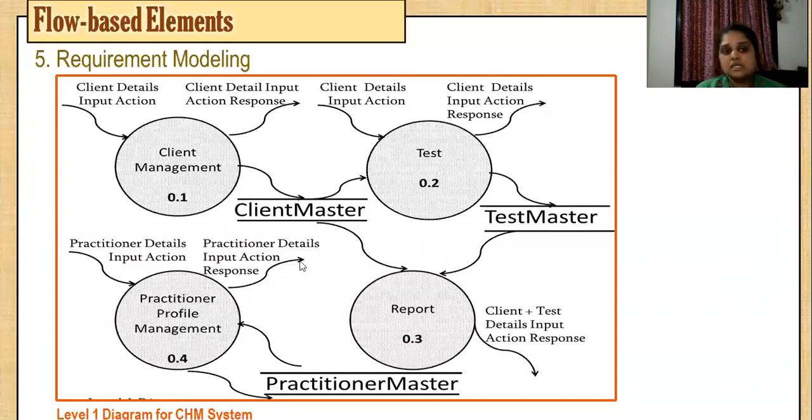Now as you can see, anything that is coming into the database or anything which is flowing out of the database is not labeled. You cannot label them. You don't have to label them. You have to label only things which are coming inside the process, which are outside the database. Okay, so I think level 1 is clear to you.